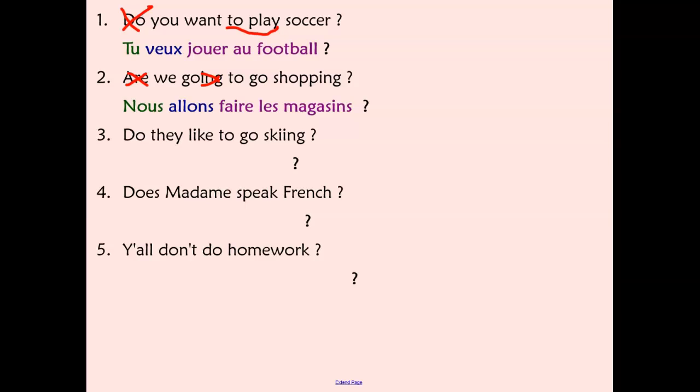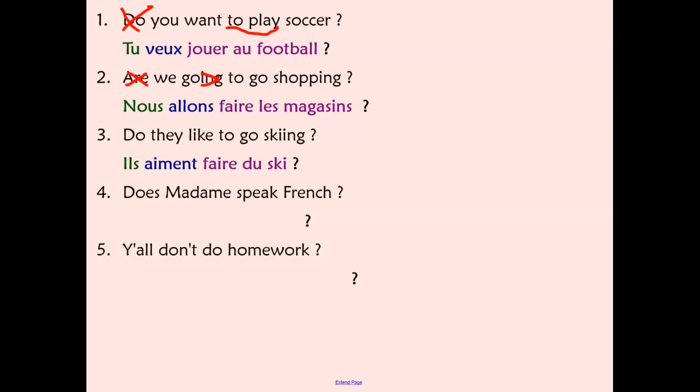Numéro 3, do they like to go skiing? Ignore that do at the beginning. Ils aiment faire du ski. They like to ski or to go skiing. We stick a question mark at the end and we read it as ils aiment faire du ski. Do they like to go skiing?